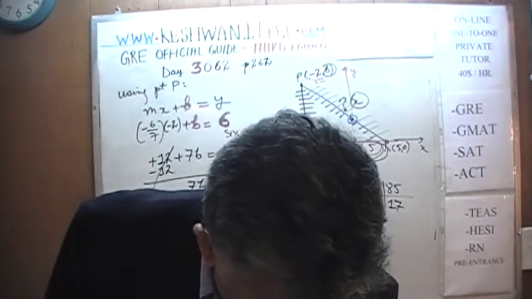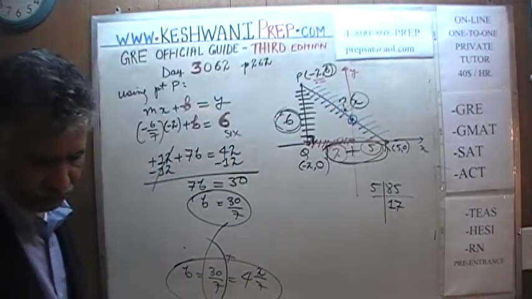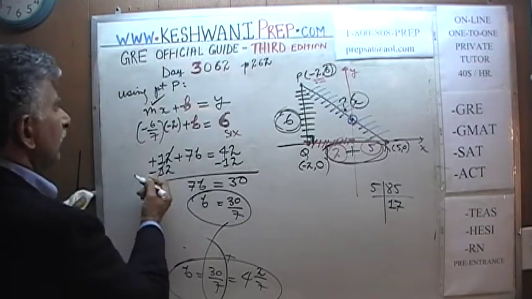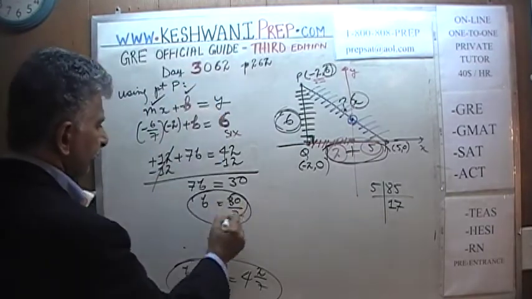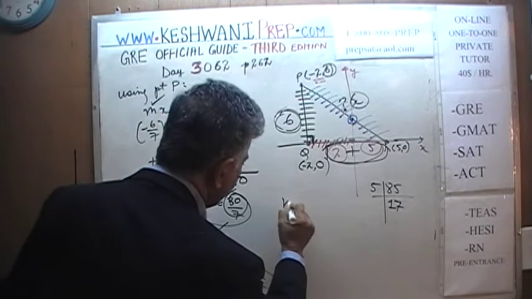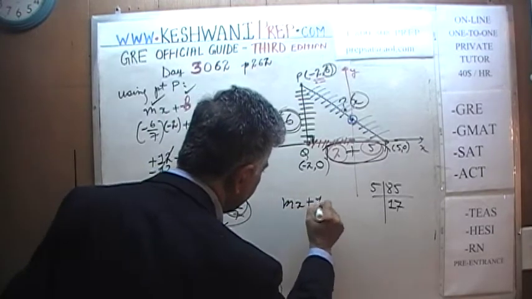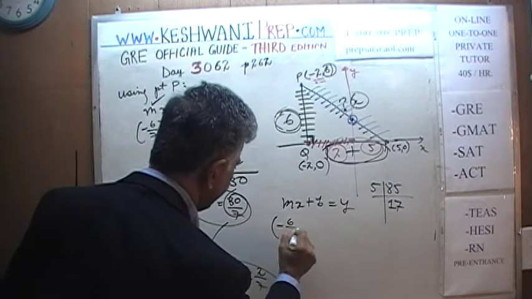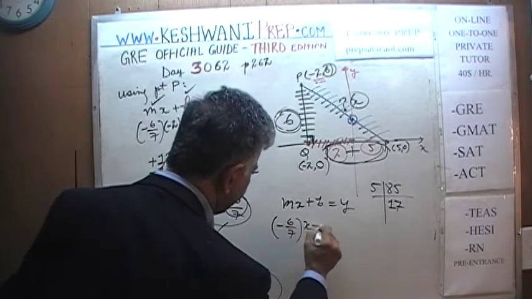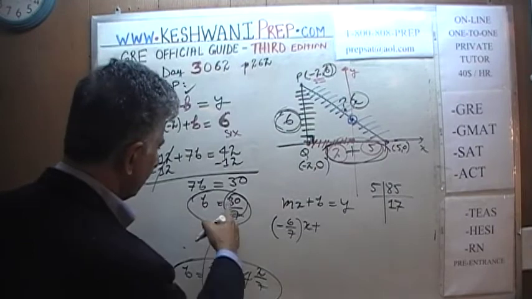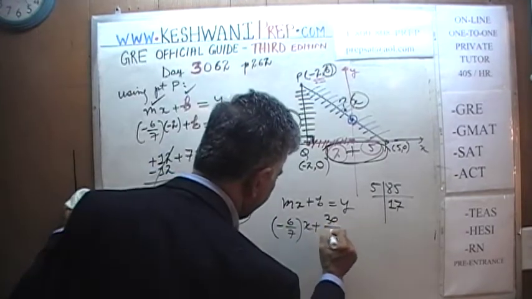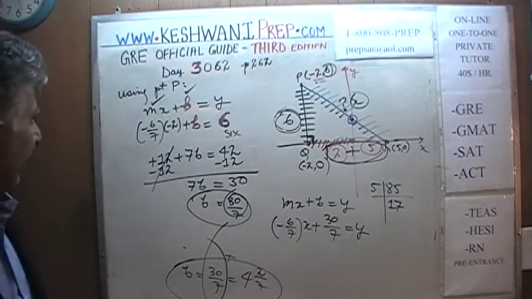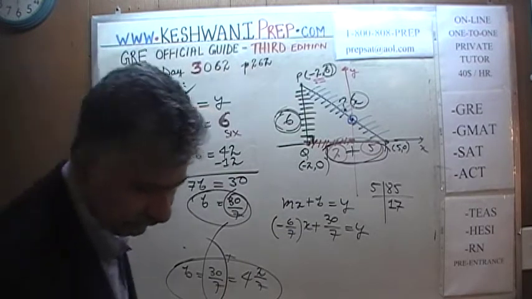What is the last thing they're looking for? They're looking for the equation. Well, the equation is very straightforward. We have it right here. We know the slope. We just found out the intercept. We have the equation. mx plus b equals y. M is negative 6/7, x plus b, we just found out, 30 over 7, equals y. That's the equation. Which is the last part, which is part E.